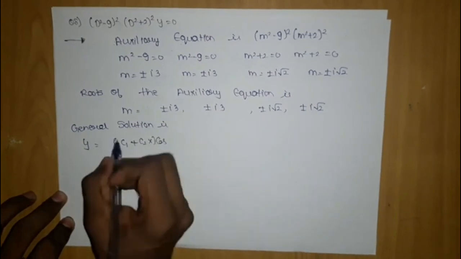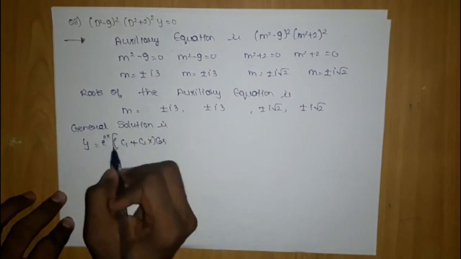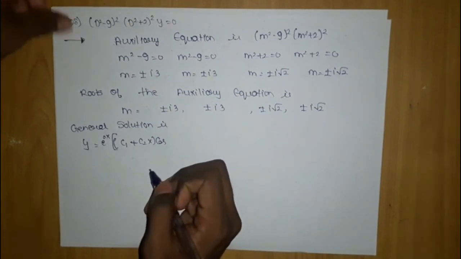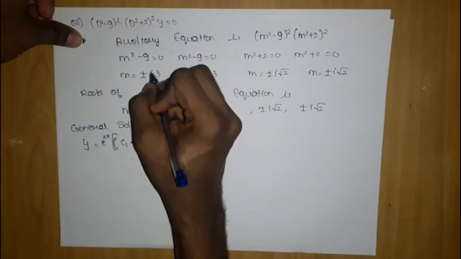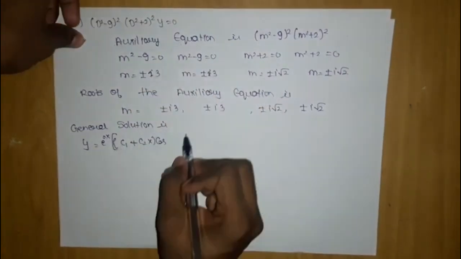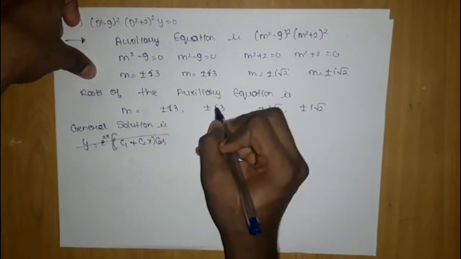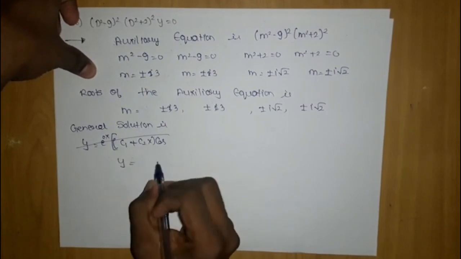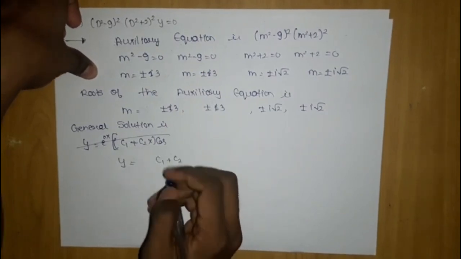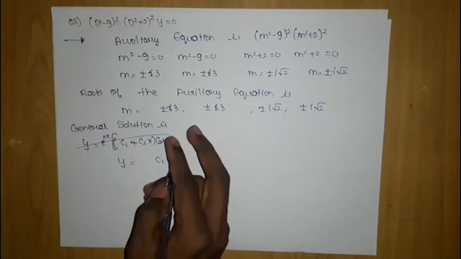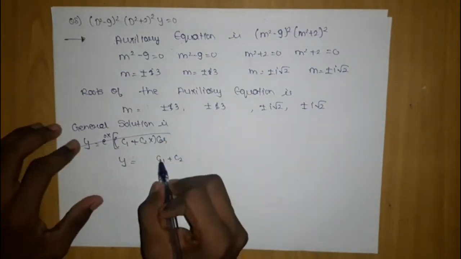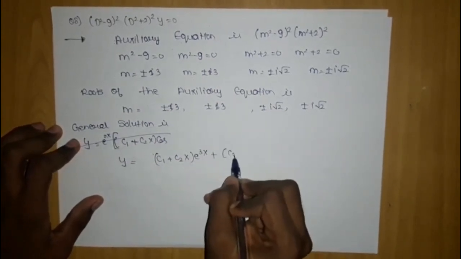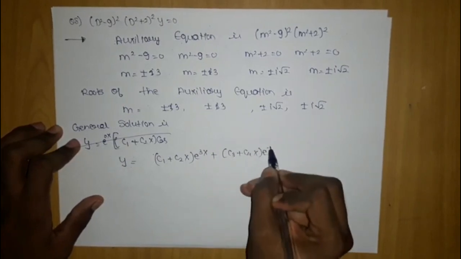Here I was writing the roots with iota, but if we move this 9 across, it becomes plus minus 3, so our general solution will change entirely. It will be (c1 plus c2 x) e to the power 3x, since for plus the whole thing will be repeated, then (c3 plus c4 x) e to the power minus 3x.